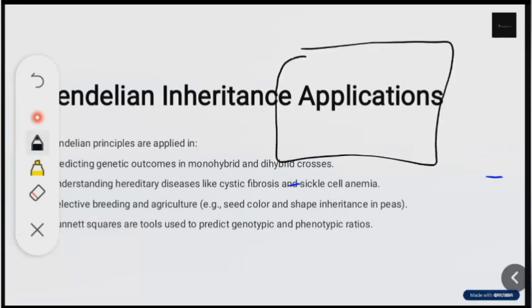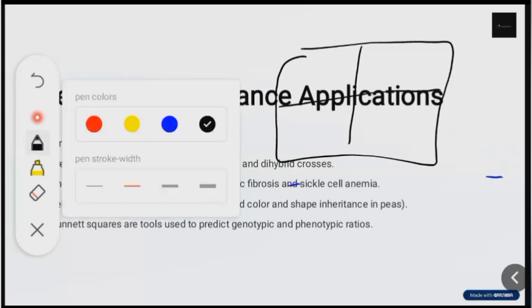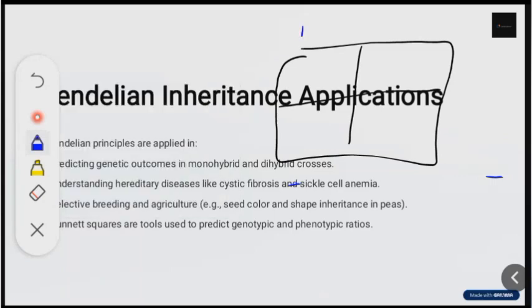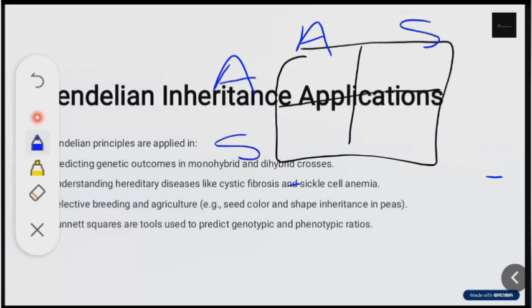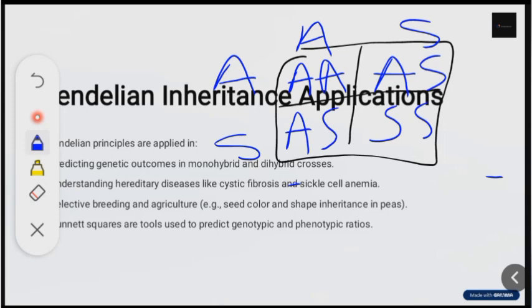Punnett square is something like this. Then you have your mom's thread here, AS, AS. Oh, this is very nice. Now, chances of giving birth, you can have AA here, AS here, AS here, and then SS. It's very nice. Why was I even stressing myself?